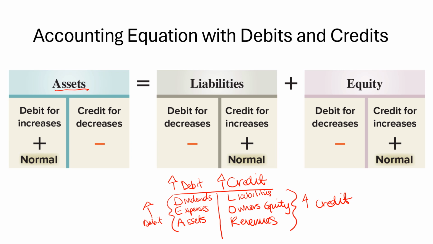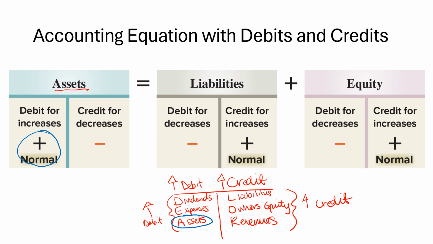If we're looking at assets, assets are increased with a debit. So we see that in our mnemonic here. Assets are increased with a debit, so that means that they will be decreased with a credit. Those are the only category of accounts that are on the left side of the accounting equation. So notice on the left side of the accounting equation, assets, they are increased with a debit.